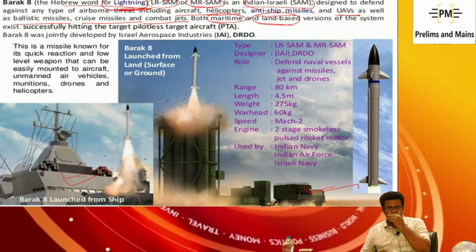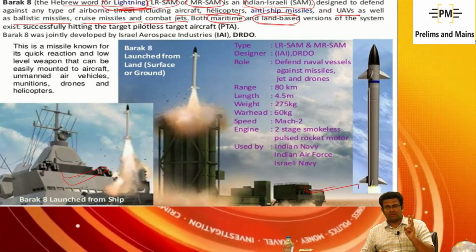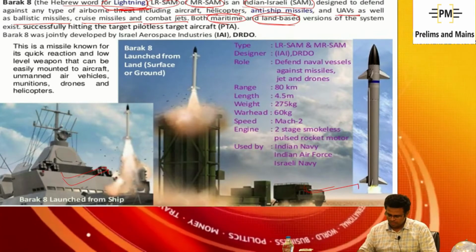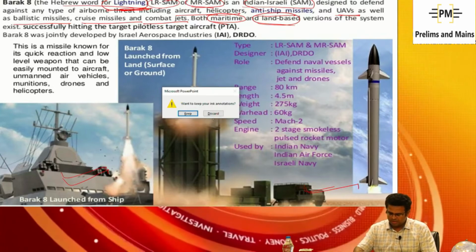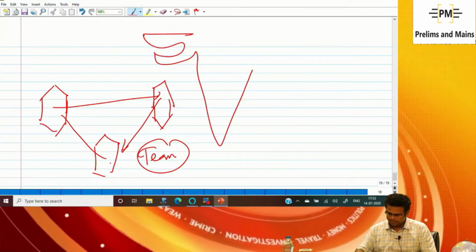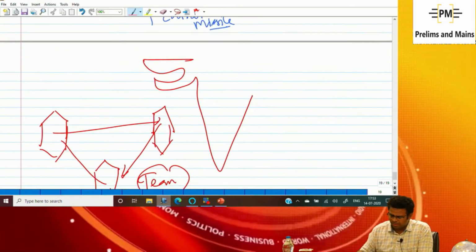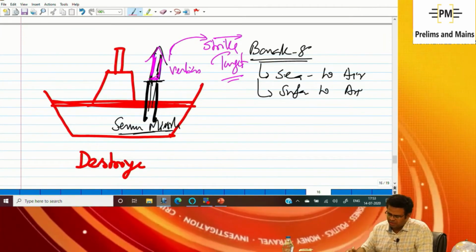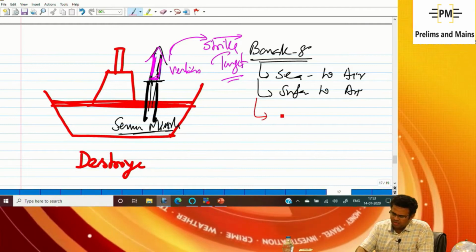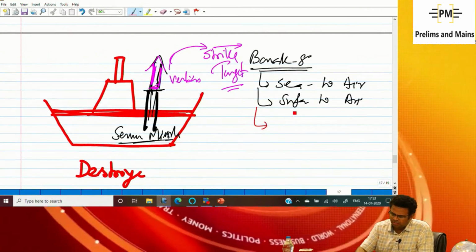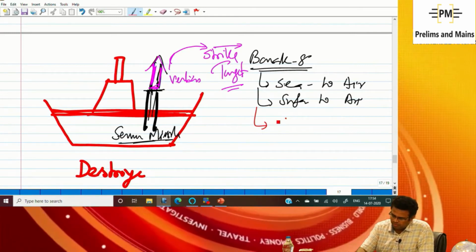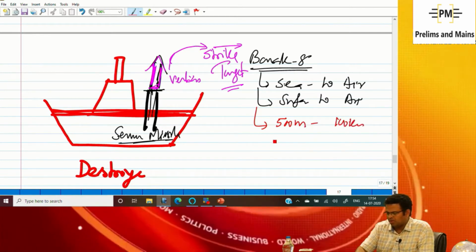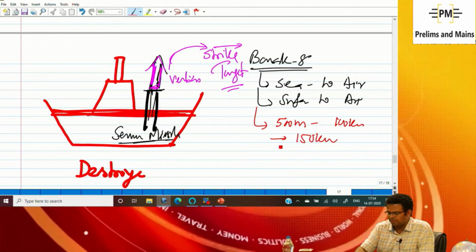So Barak 8 has two versions: it is in the Navy, the naval version, and in the Army version also. So we have been able to see Barak 8, and it has very good capability anywhere. It is sea to air and surface to air, and its range is 500 meters to 100 kilometers.